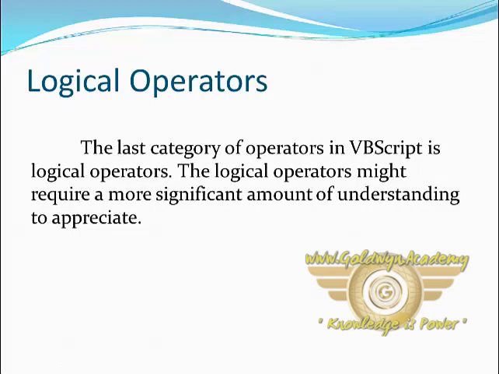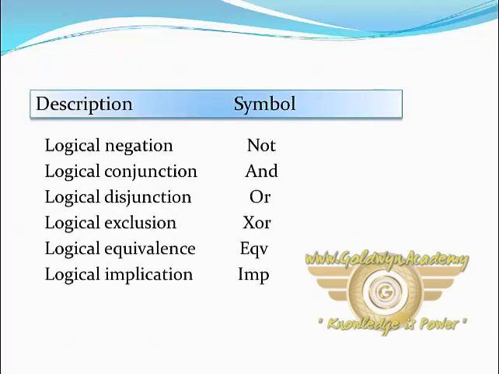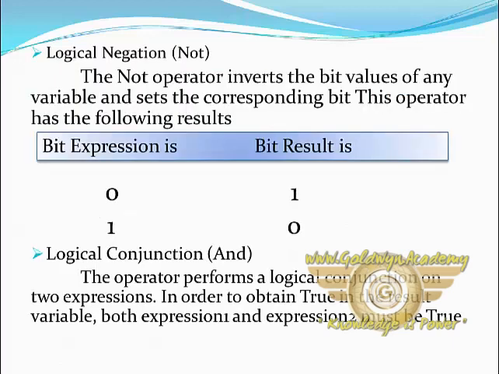Logical operators. The last category of operator in VBScript is the logical operator. The logical operator might require a significant amount of understanding to appreciate. Here is a list of logical operators and symbols. Logical negation. The NOT operator inverts the bit values of any variable and sets the corresponding bit. This operator has the following results. If the expression is 0, the result is 1.